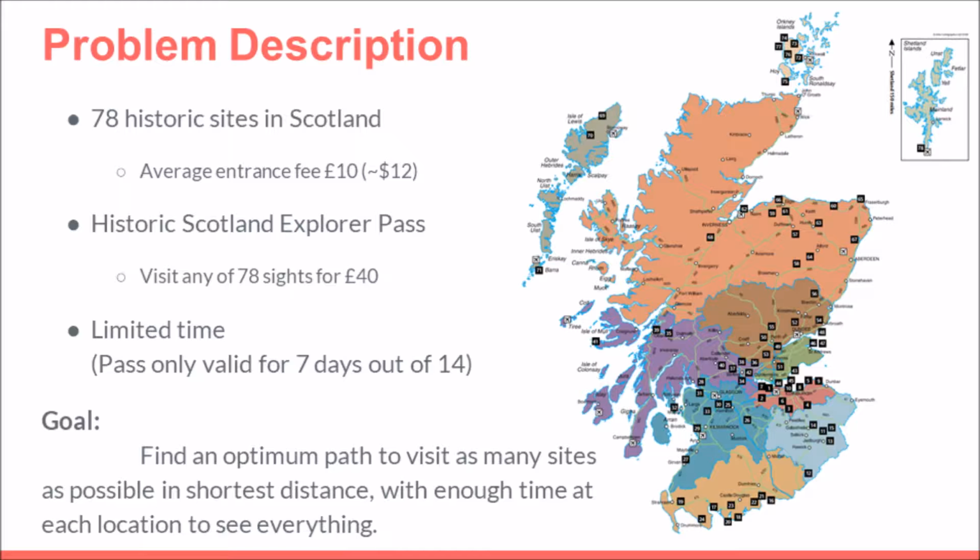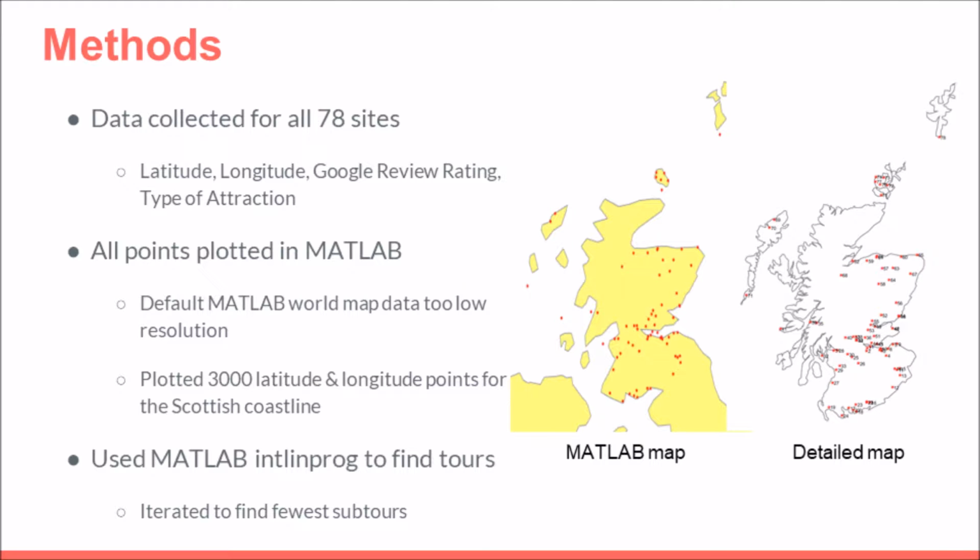The goal of this project is to find the optimum path between as many of these sites as possible in the shortest distance while including enough time to stop and see each site along the way. The methods used to solve this problem are as follows. Using the listings of each of the 78 historic Scotland locations, I collected the latitude and longitude, the reviews and ratings, and the type of attraction that each site was, whether it was a castle, an abbey, a historic building, or some other type of site.